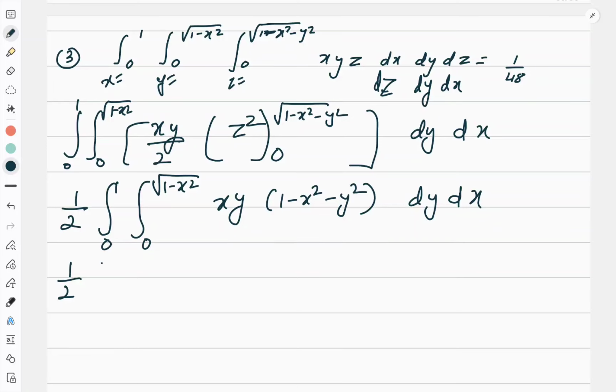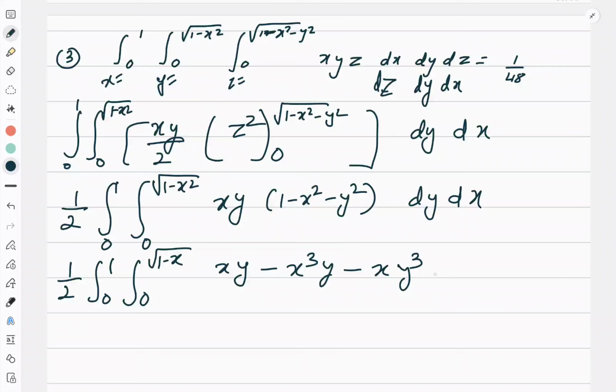So 1 by 2 is sitting outside. 0 to 1. First let me open the bracket. So don't try to do the things orally. You may do the silly mistake. Better to write one extra step and get the accurate answer. And as I always tell, please pause the video, do it yourself, and just cross check the steps where you are getting stuck. So I have just opened the bracket. I have not done any integration. So xy, x cube y and minus xy cube.